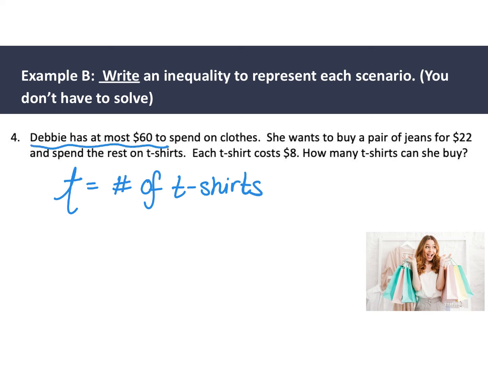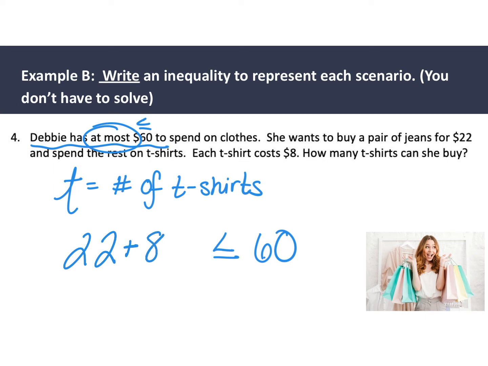Debbie has at most would be less than or equal to, so she can spend at most $60. So I'm going to write what she can spend over here on the left. And she's buying jeans, they're $22, plus she's buying more, so her spending is going up. And $8 for each shirt. So 22 plus 8t is less than or equal to 60.